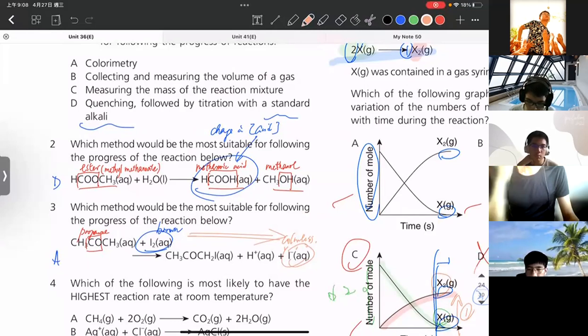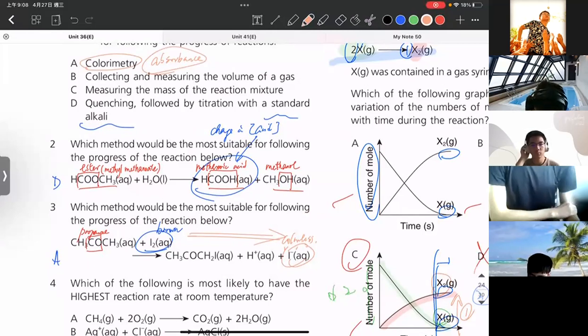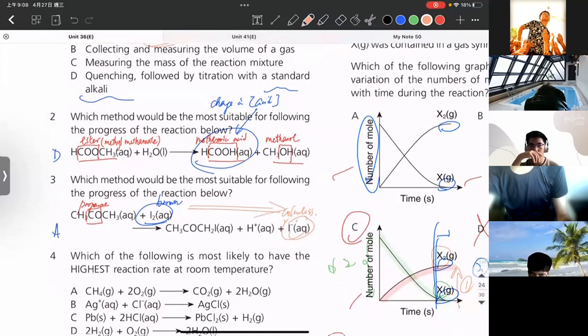Now, because we have got a change in color intensity of a brown solution over time, you can use colorimetry to keep track of the change in absorbance. I just tell you the keyword: absorbance of the solution mixture over time. This is the way to answer that type of question. Do you understand?